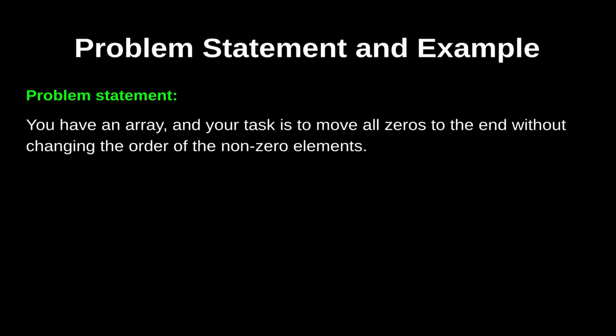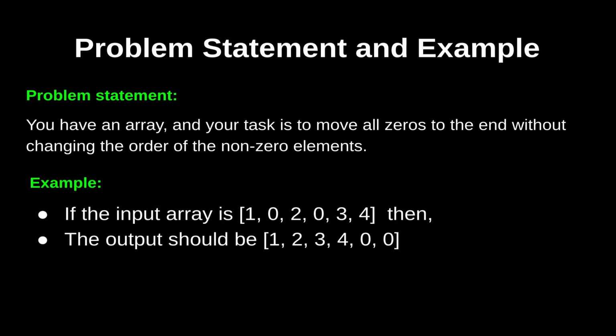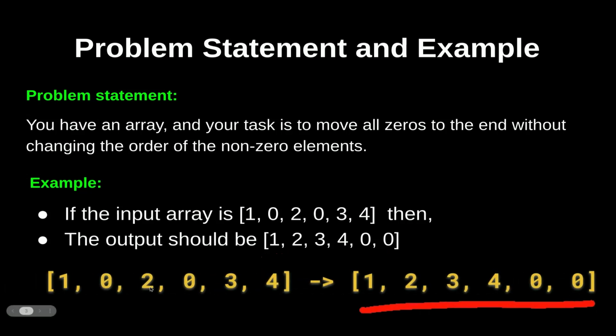Let's start by defining a problem statement. So you have an array and your task is to move all zero elements to the end without changing the order of non-zero elements. For example, if the input array is 1 0 2 0 3 4, then the output should be 1 2 3 4 0 0. Notice how all zero elements are at the end and non-zero elements are at the beginning and their order is intact.